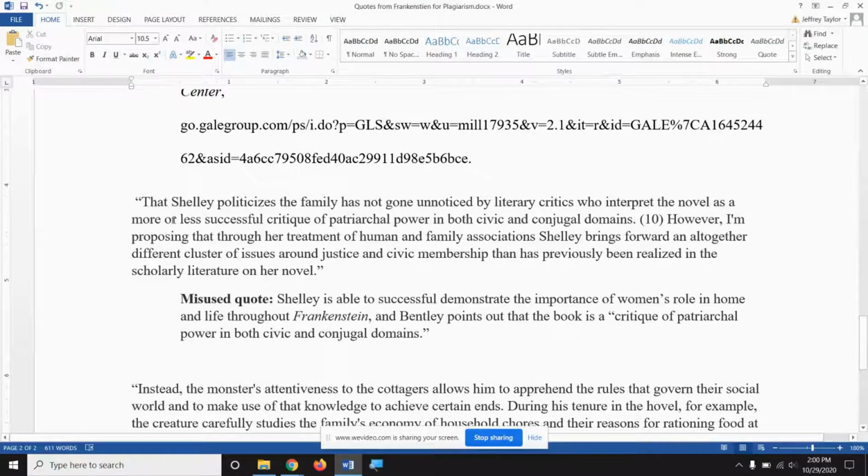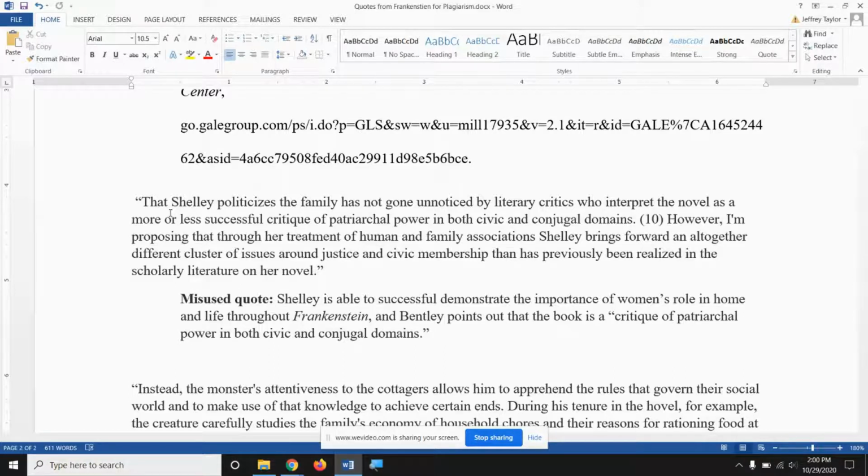That Shelley politicizes the family has not gone unnoticed by literary critics who interpret the novel as a more or less successful critique of patriarchal power in both civic and conjugal domains. However, I'm proposing that through her treatment of human and family associations, Shelley brings forward an altogether different cluster of issues around justice and civic membership than has previously been realized in the scholarly literature of her novel.